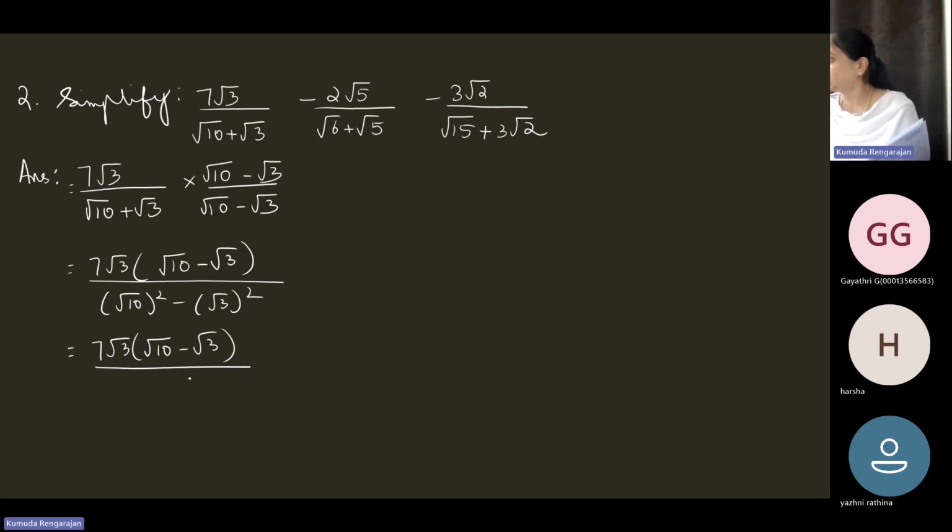Root 10 the whole square is 10. Root 3 the whole square, 3. 10 minus 3, 7. 10 minus 3, 7. So it cancels. And now what is it? Root 3 into root 10, root 30. Minus root 3 into root 3, 3. Isn't it simple? Actually, I have done it correctly up to the last step. The previous step, I've done it correctly.